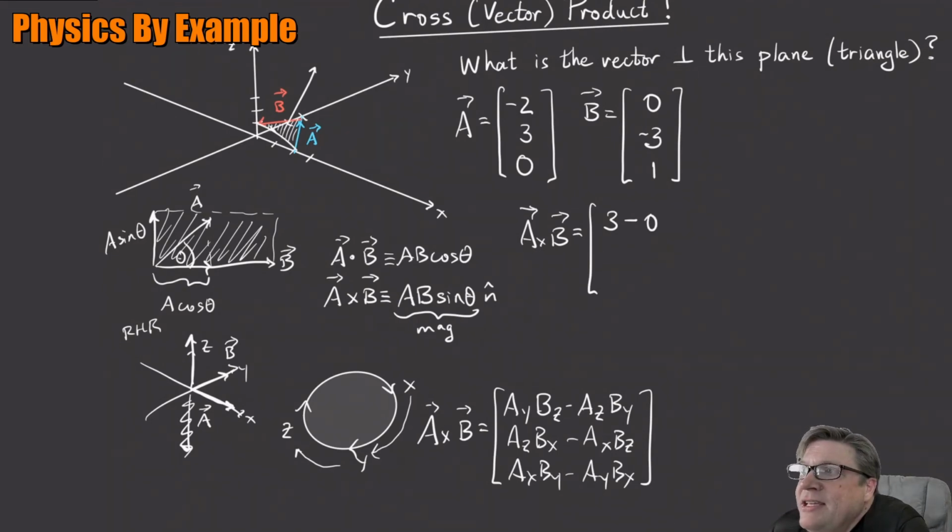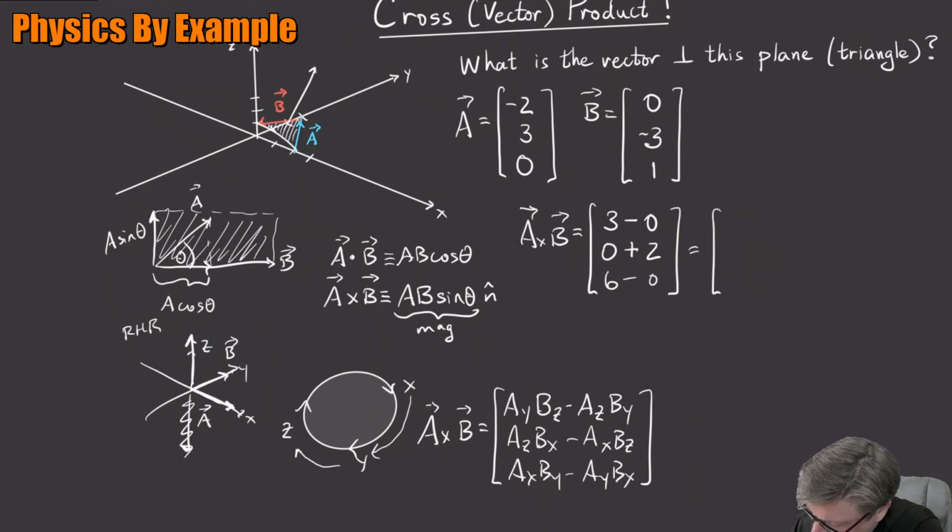Next, a_z, b_x, 0, minus a_x, b_z, minus 2. So that's going to make that a plus 2. Cool. Last, a_x, b_y, that's going to be a 6, minus a_y, b_x, 0. So it looks like my vector is going to be 3, 2, 6. So that vector is going to be normal to the plane. That's the vector of that little triangle, normal to that little triangle.